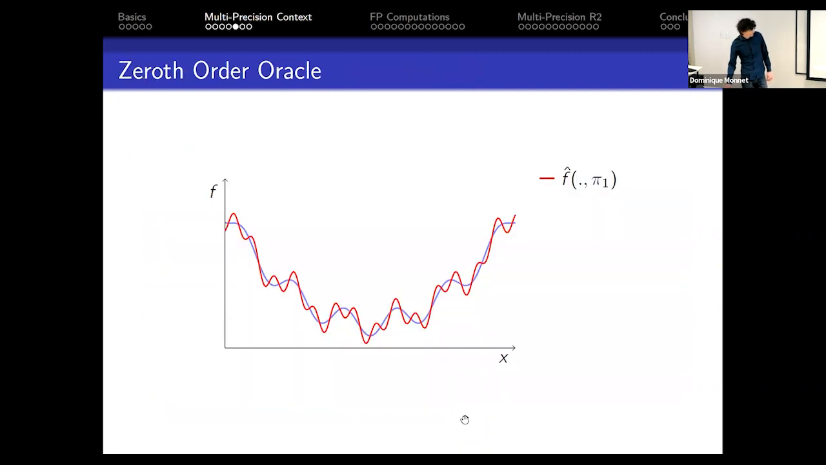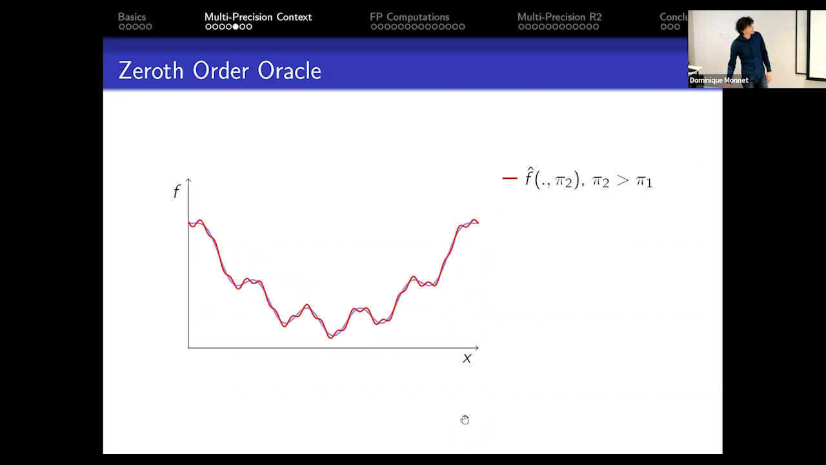So if we look back at the objective function, f here in blue, what I'm going to compute with my f hats is this red curve, which is my objective function with some noise. Okay, I cannot compute the blue function, I can only compute the red one. So here I compute it with a precision level like P1, let's say, and if I increase the precision level to P2, I'm going to have a better approximation of my objective function, but that's going to be more expensive to compute.